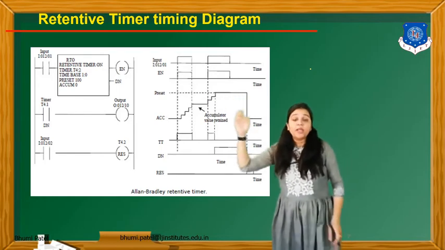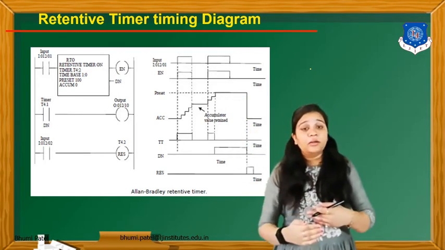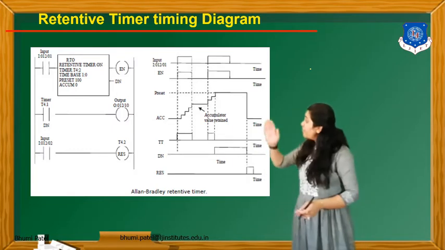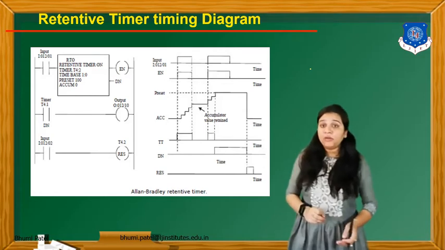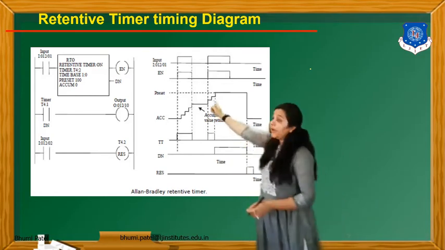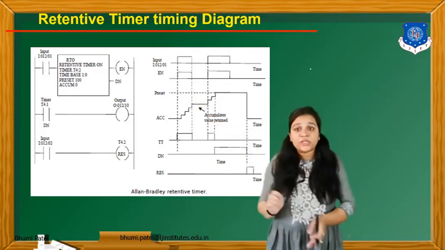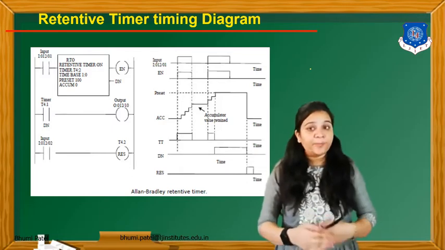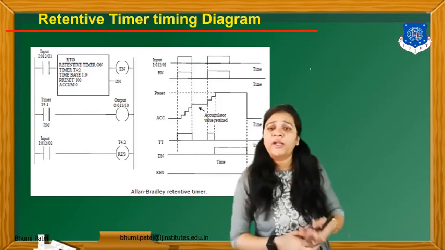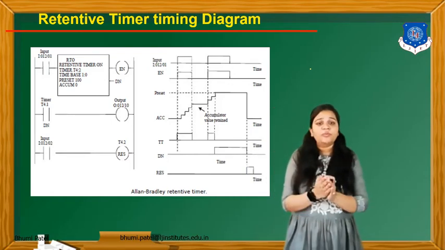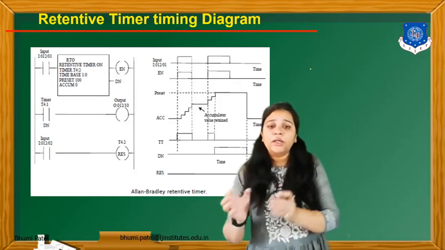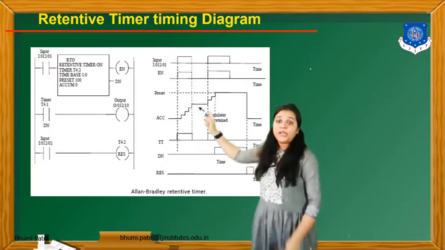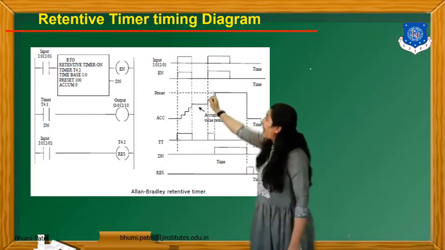Before studying the T on and T off timers, we should know the timing diagram of the retentive timer, because T on and T off are types of the retentive timer. This is the basic ladder diagram of the retentive timer. Here you can see the input, named I:01 to 01. Depending upon the software, we can use different types of input, but the main function is that we connect a normally open contact in the ladder diagram. Now in the block diagram, they will write RTO.